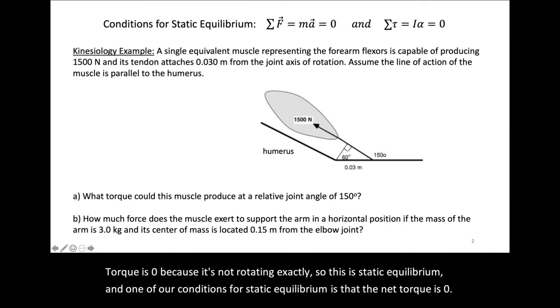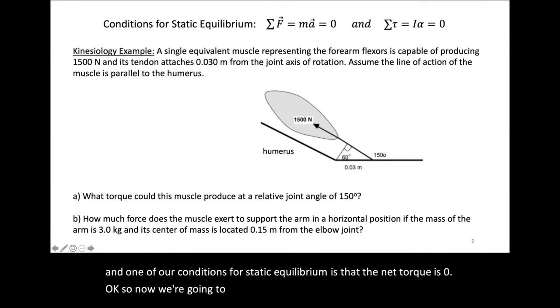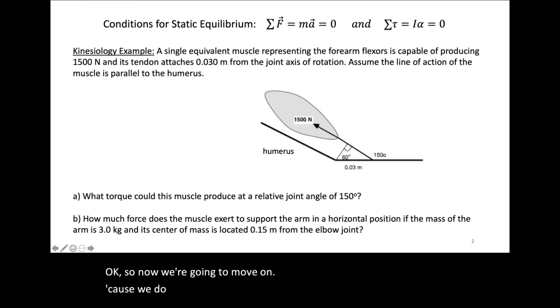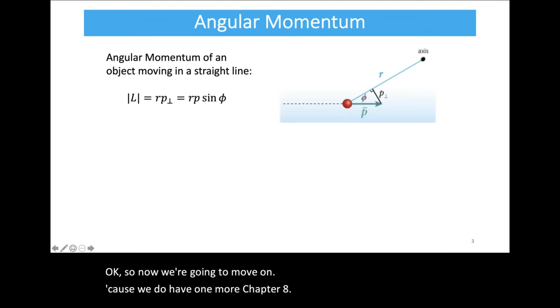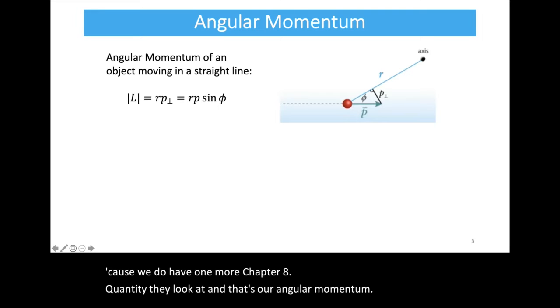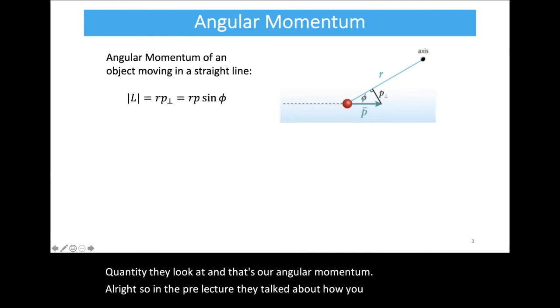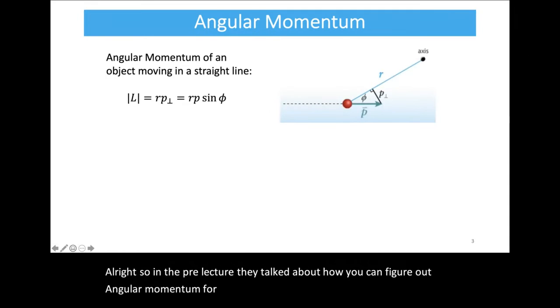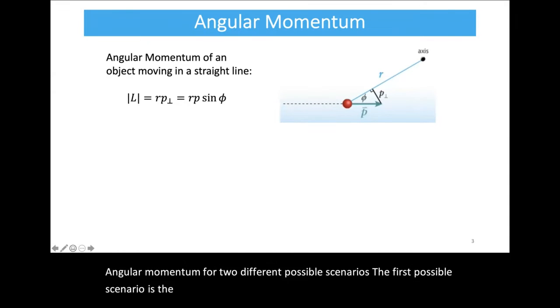Okay, so now we're gonna move on, because we do have one more chapter 8 quantity to look at, and that's our angular momentum. All right, so in the pre-lecture, they talked about how you can figure out angular momentum for two different possible scenarios. The first possible scenario is the angular momentum of an object that's moving in a straight line.